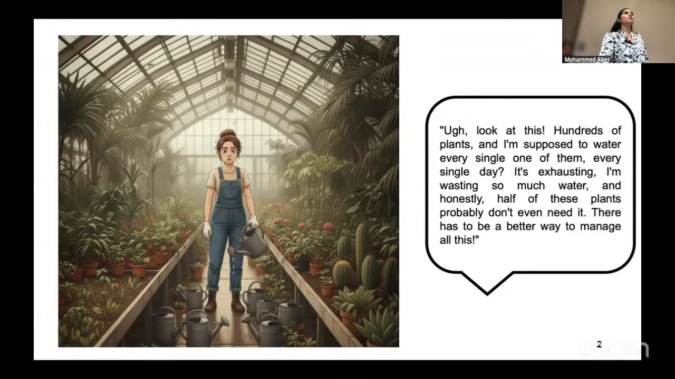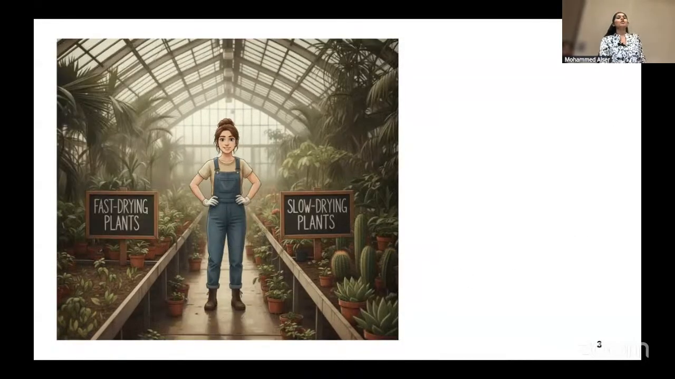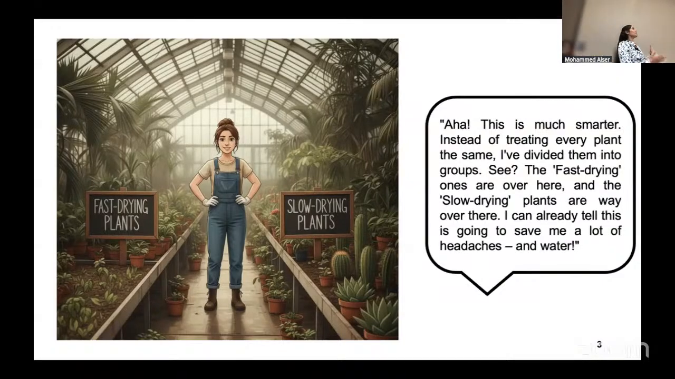Obviously we humans, whenever we have a problem, will some way or other come up with a solution. So here she is happy. She found a solution, where we can see in the picture itself, she segregated the plants into fast drying plants and slow drying plants. This would be a better idea, so that for the fast drying plants, she can water frequently compared to the slow drying plants.